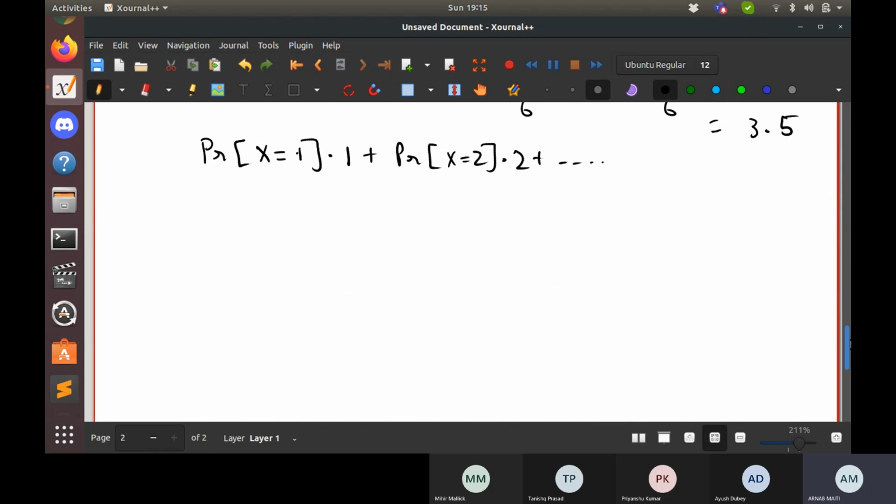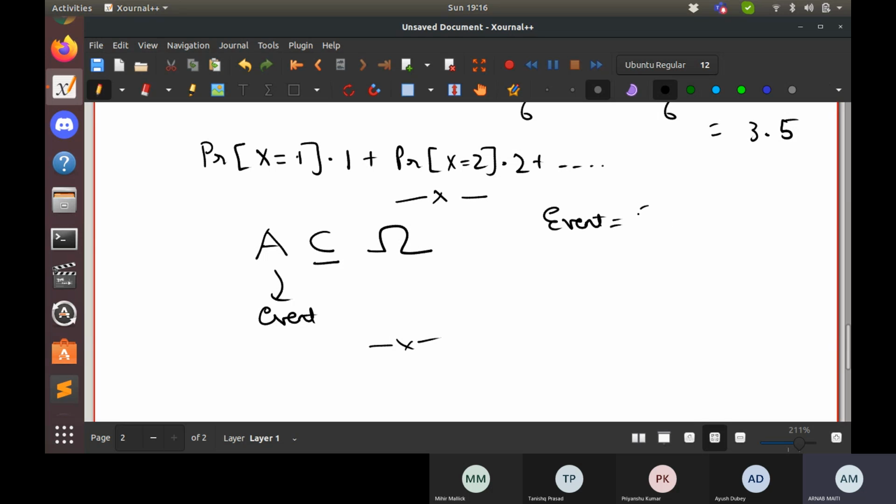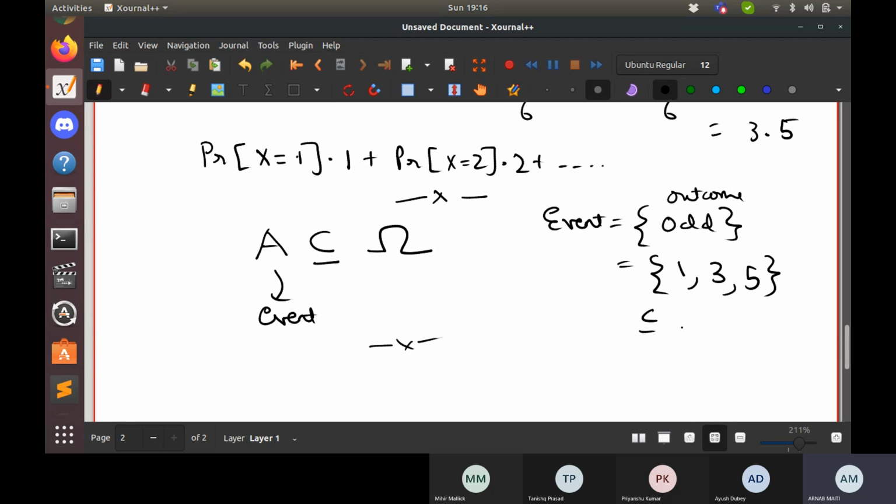Yeah. So I just forgot to tell one small point, which I think you will know. If you have a sample space and A is a subset of the sample space, then we call A an event. For example, an event can be that the outcome of the dice is odd. That is nothing but that your set of outcomes is either 1, 3 or 5. And this is a subset of your sample space, which is 1, 2, up to 6. It won't be required here, but just.